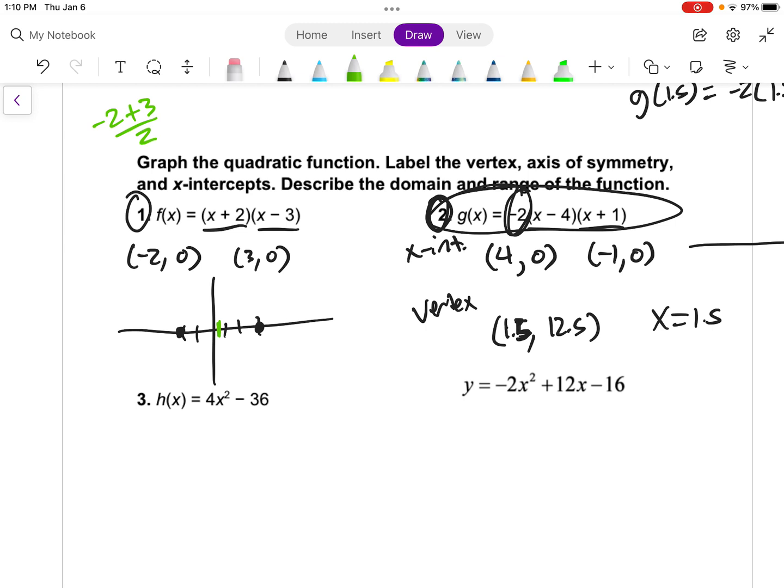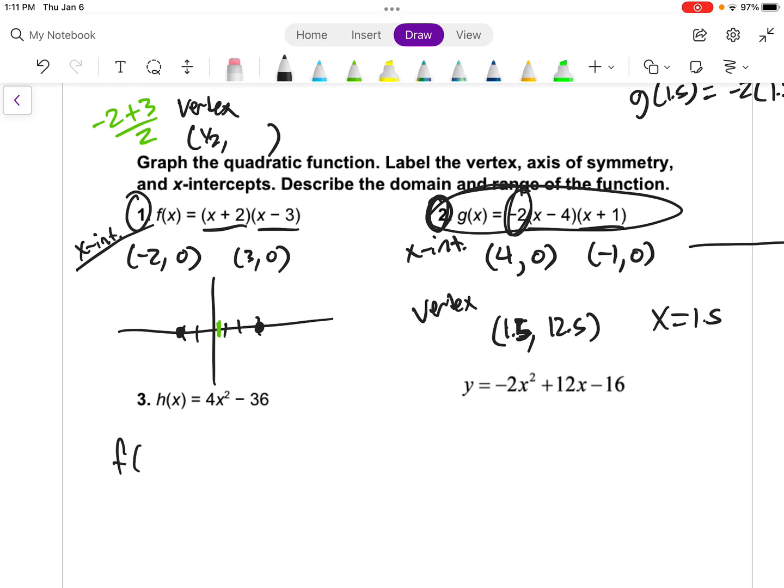So I know my vertex. These are my x-intercepts. I'm going to come over here, I guess. I'll come up here. I know my vertex is at 1/2 or 0.5, and I've got to find the y. To find the y, you just plug it back into the equation.